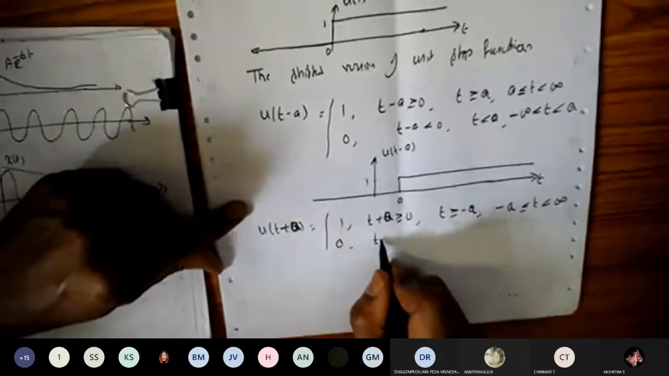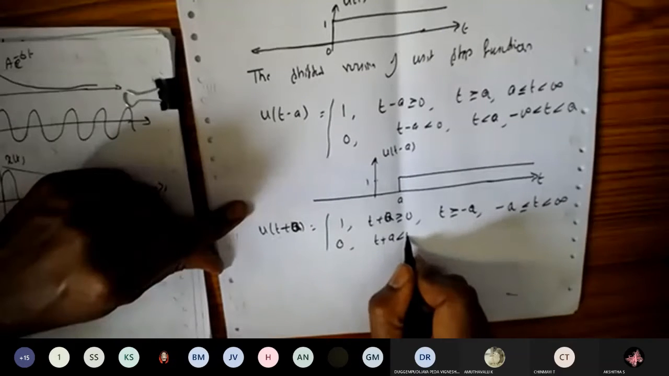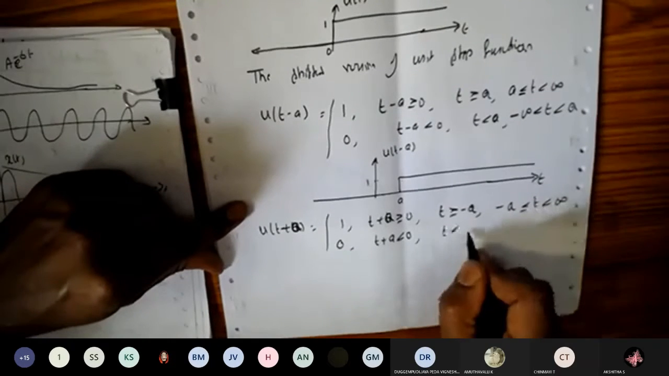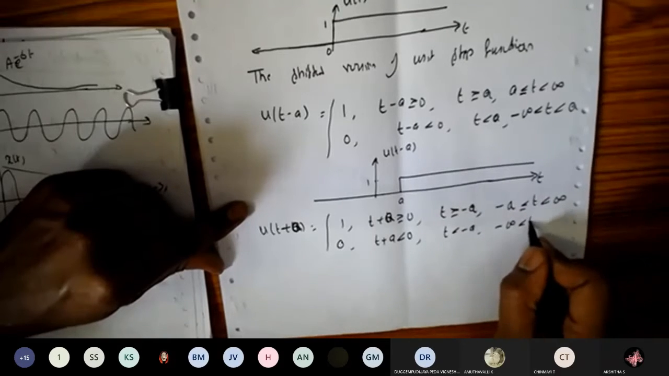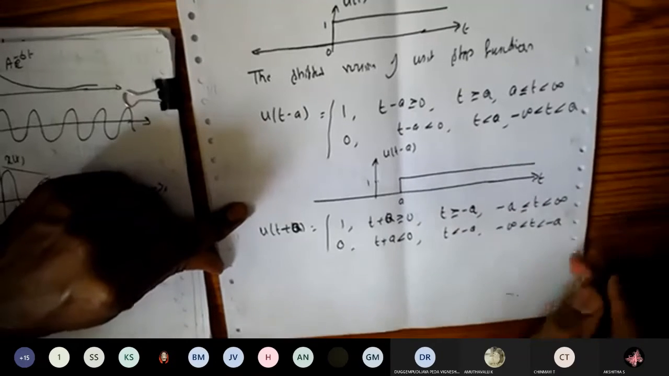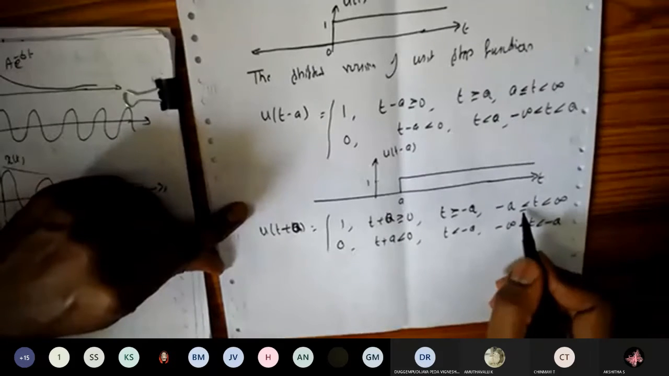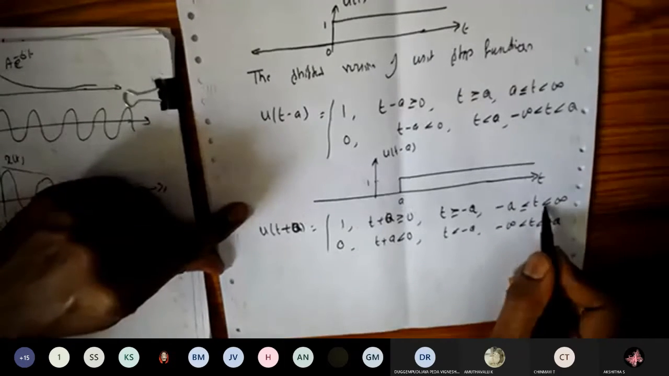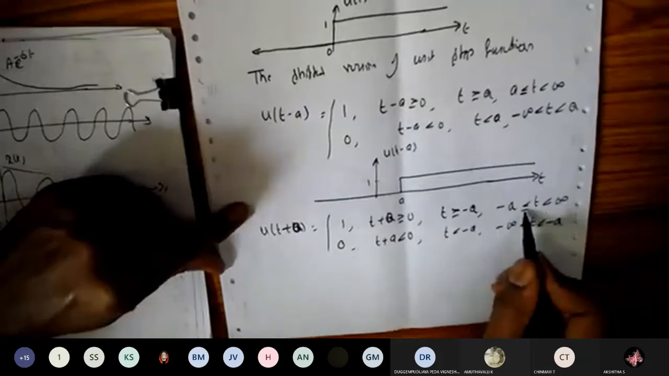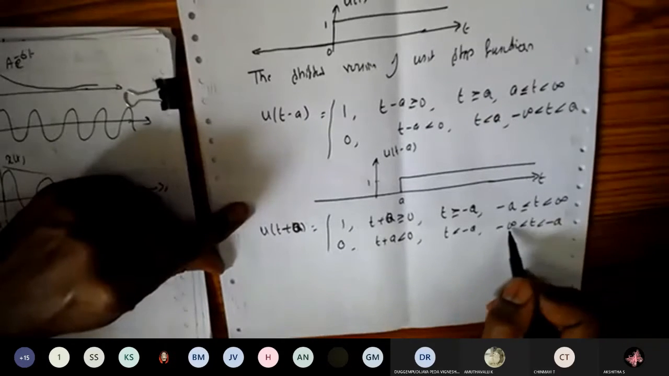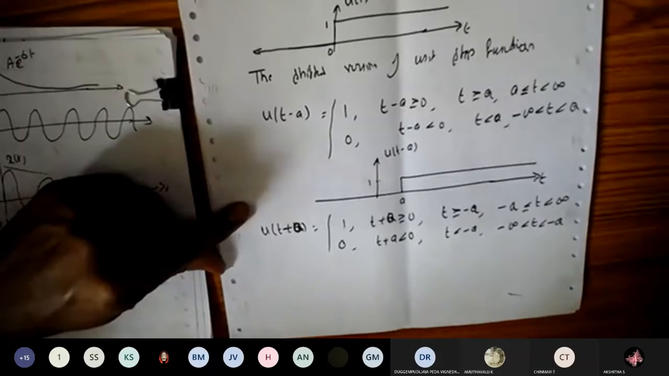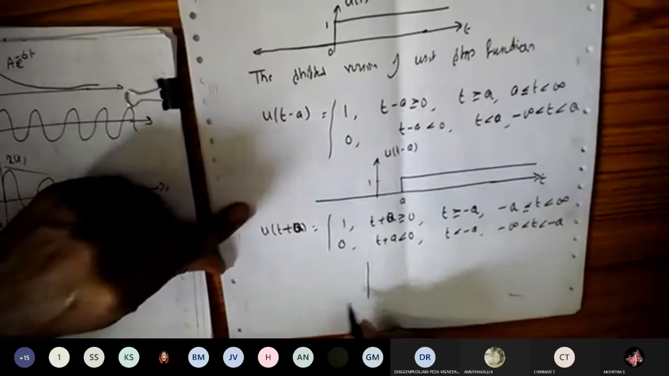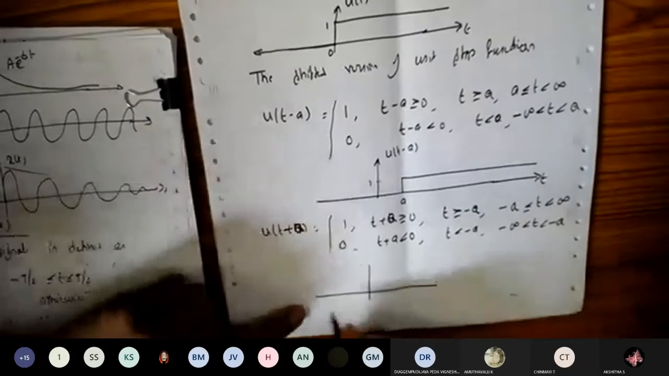And it is 0 for t plus a is less than 0, or t is less than minus a, or minus infinity is less than t is less than minus a. You can observe the first condition and second condition. I'm using equals for the finite value, and for the infinite value, I'm using less than. And here, since I already used equals, this should be less than. Minus infinity is less than t is less than minus a. So done now. So this is the left shifted version of the unit step function.